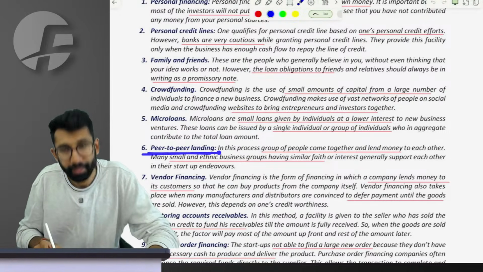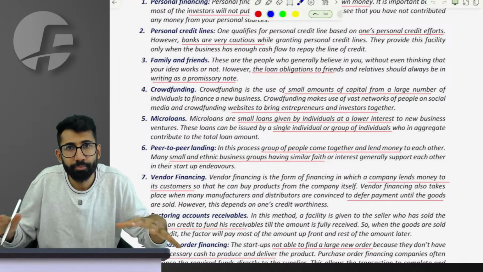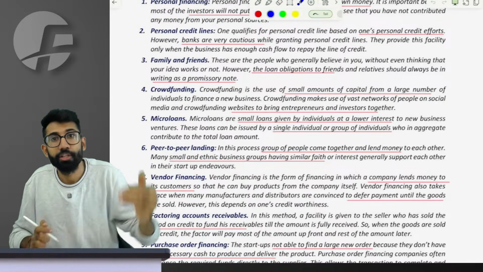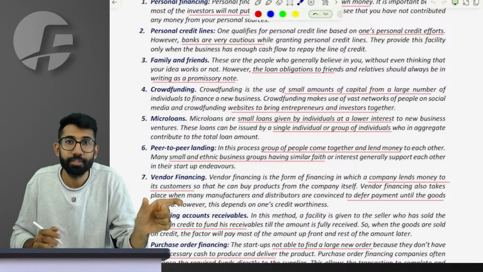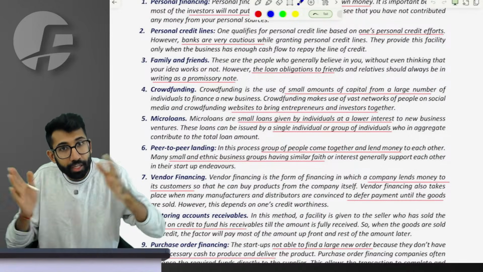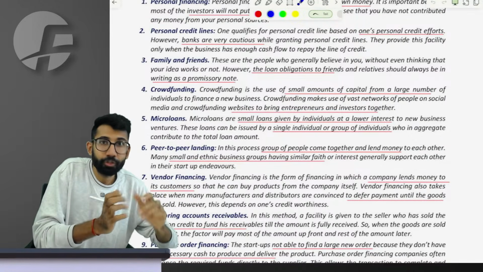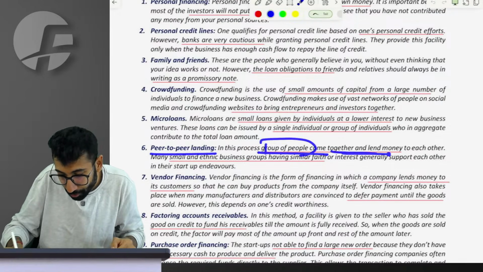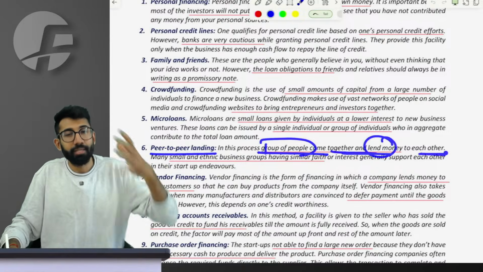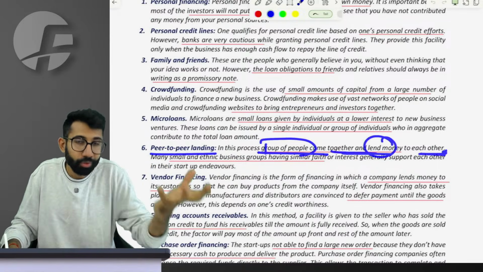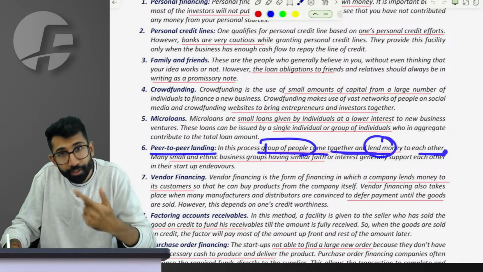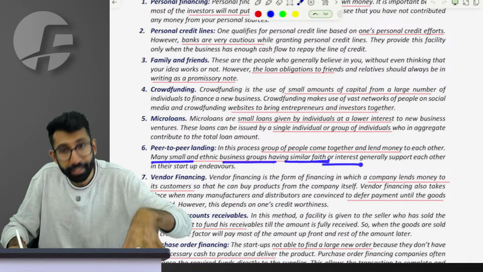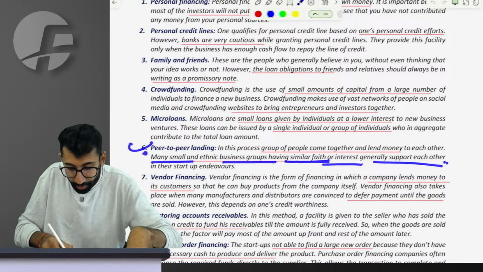Sir, peer-to-peer lending. Sometimes a group of businesses in the same industry, who are peers among themselves, try to promote their business. So if someone new enters the market, they collectively give a loan to the new enterprise for them to settle in the business. So peer-to-peer lending involves a group of people who come together and lend money to each other. Sometimes I need money, you all lend to me. Sometimes you need money, we all will lend to you. So this peer-to-peer lending is another source where small business groups having similar interests generally support each other.